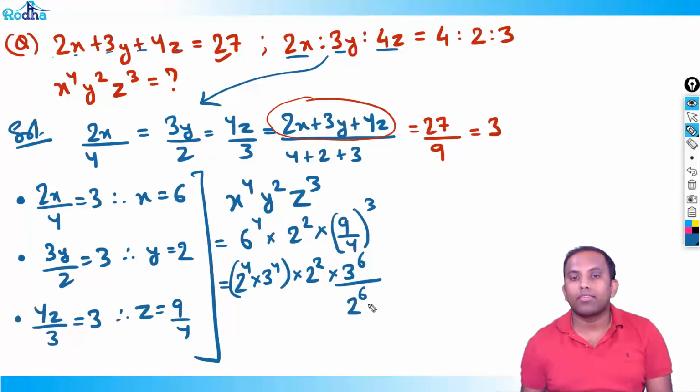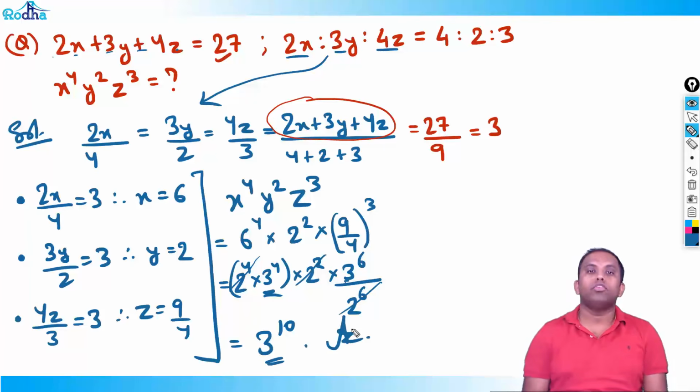See, the powers of 2 get cancelled, right? There are 6 in the numerator and 6 in the denominator, powers of 2. Both get cancelled, right? What is left? 3 raised to 4 and 3 raised to 6. That becomes, what is the answer? Answer is 3 raised to 10. So 3 raised to 10 is the answer for this beautiful question.